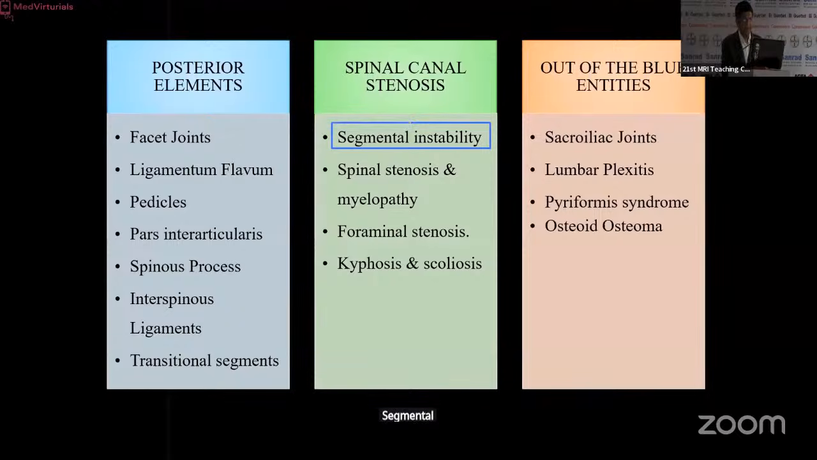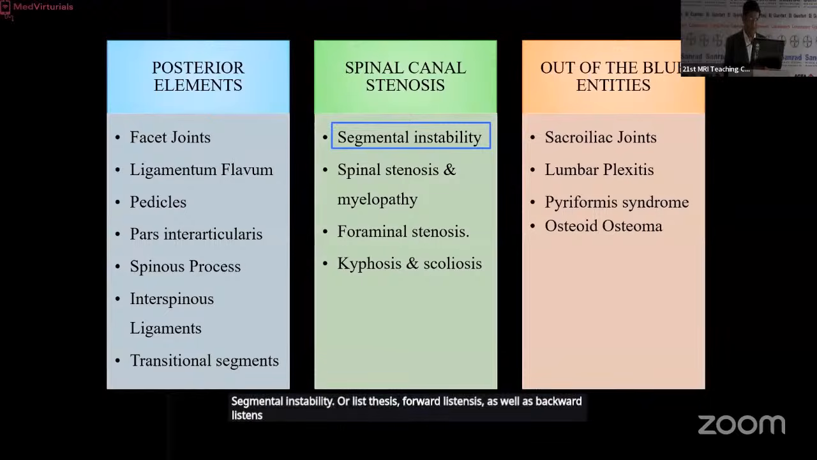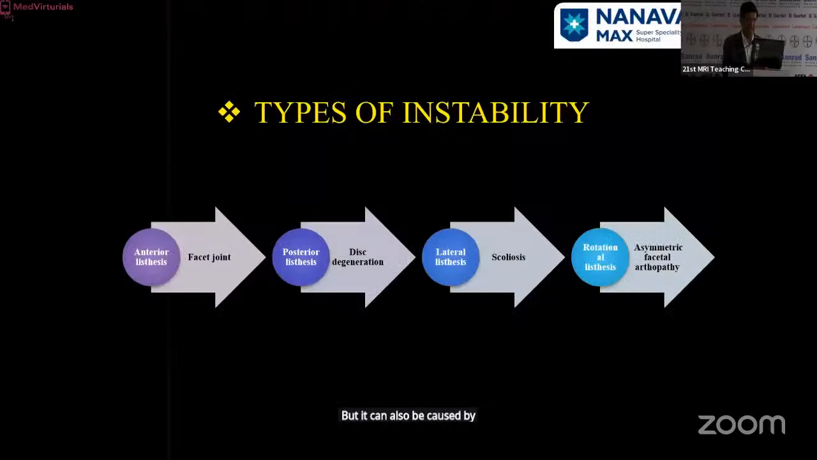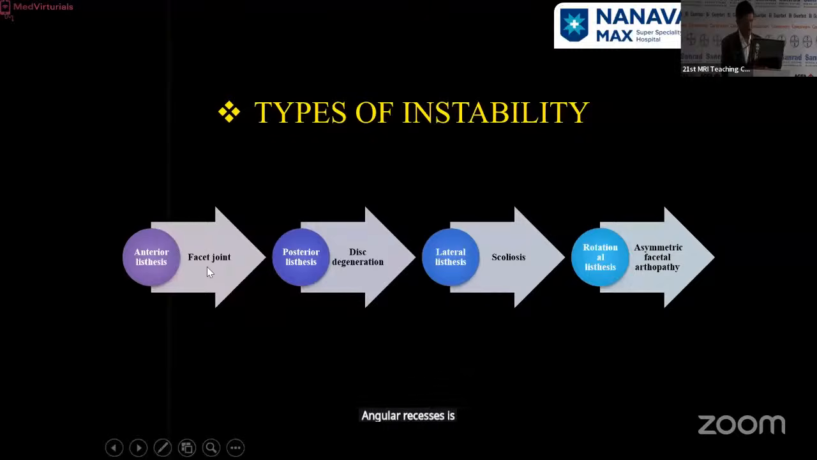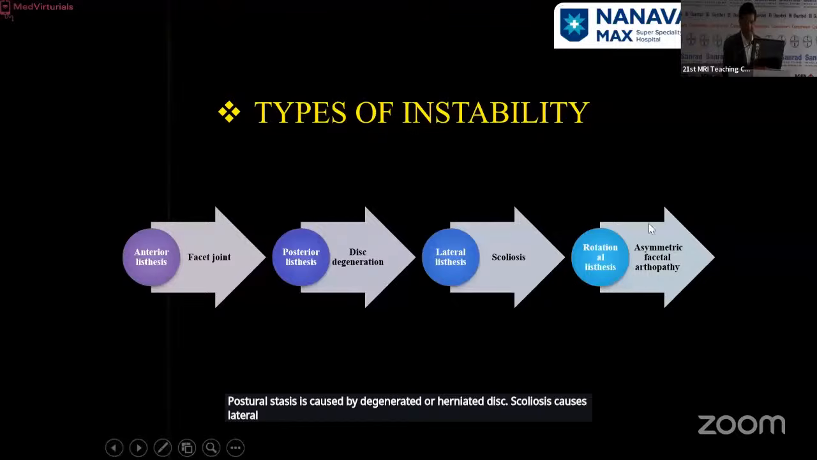Segmental instability or listhesis, forward listhesis as well as backward listhesis, is caused by several factors. The commonest, of course, being disc, but it can also be caused by facet arthropathy or ligamentum flavum hypertrophy. Anterior listhesis is typically caused by facet joint arthrosis. Posterior listhesis is caused by degenerated or herniated disc. Scoliosis causes lateral listhesis, and asymmetric facet arthropathy, unilateral facet arthropathy, will cause rotational listhesis.